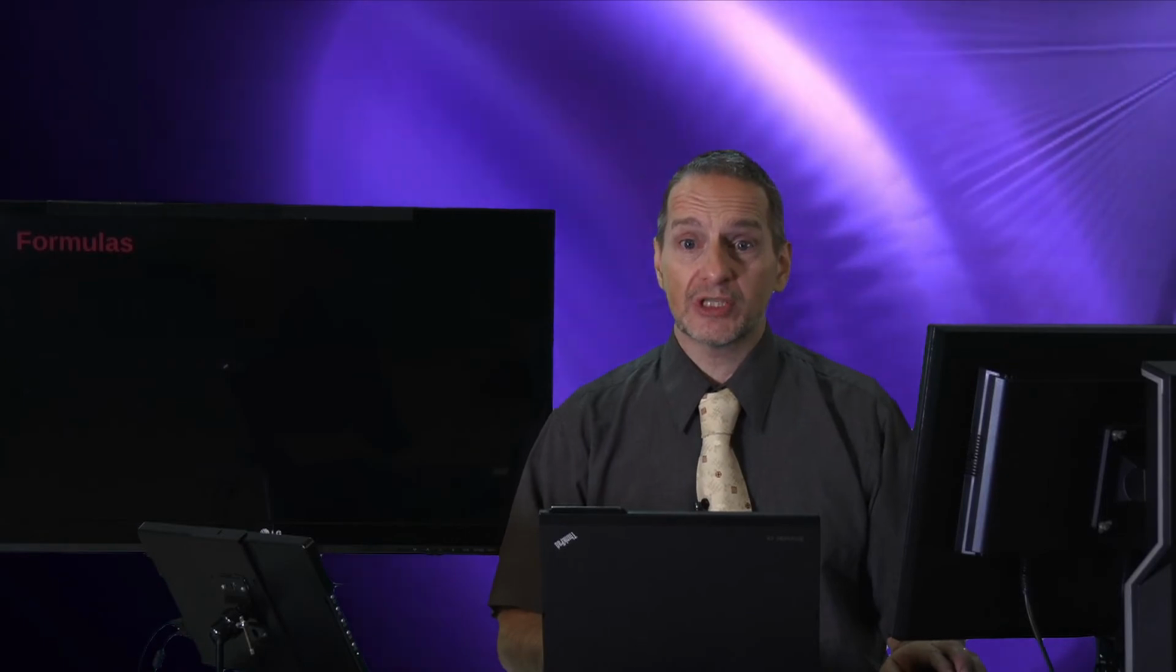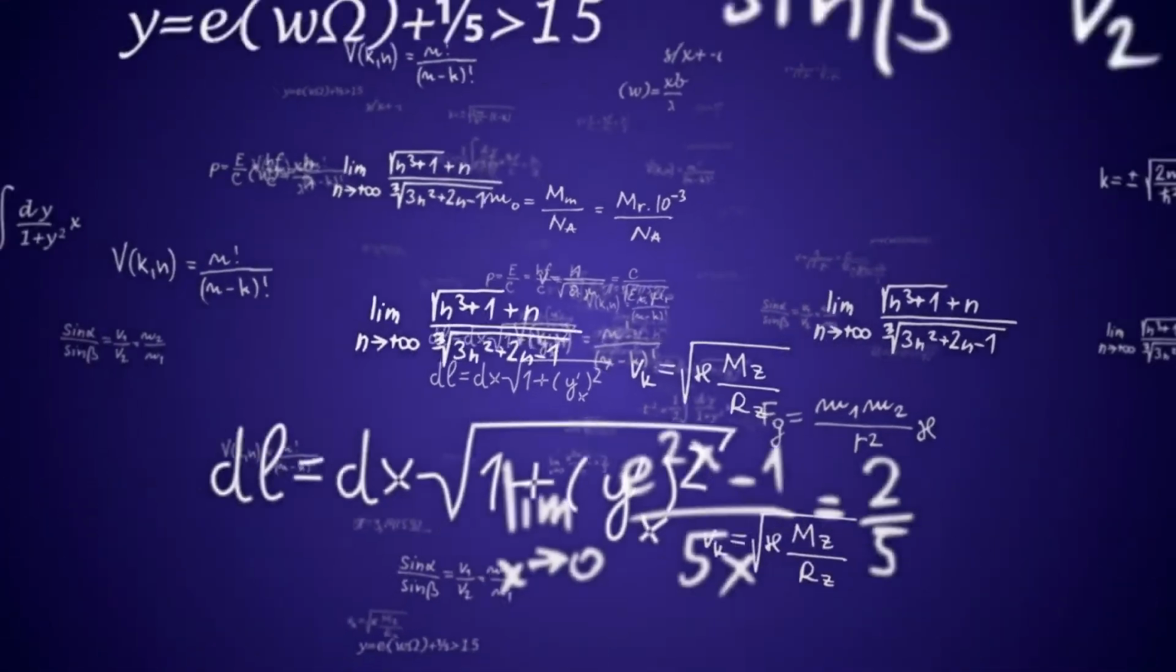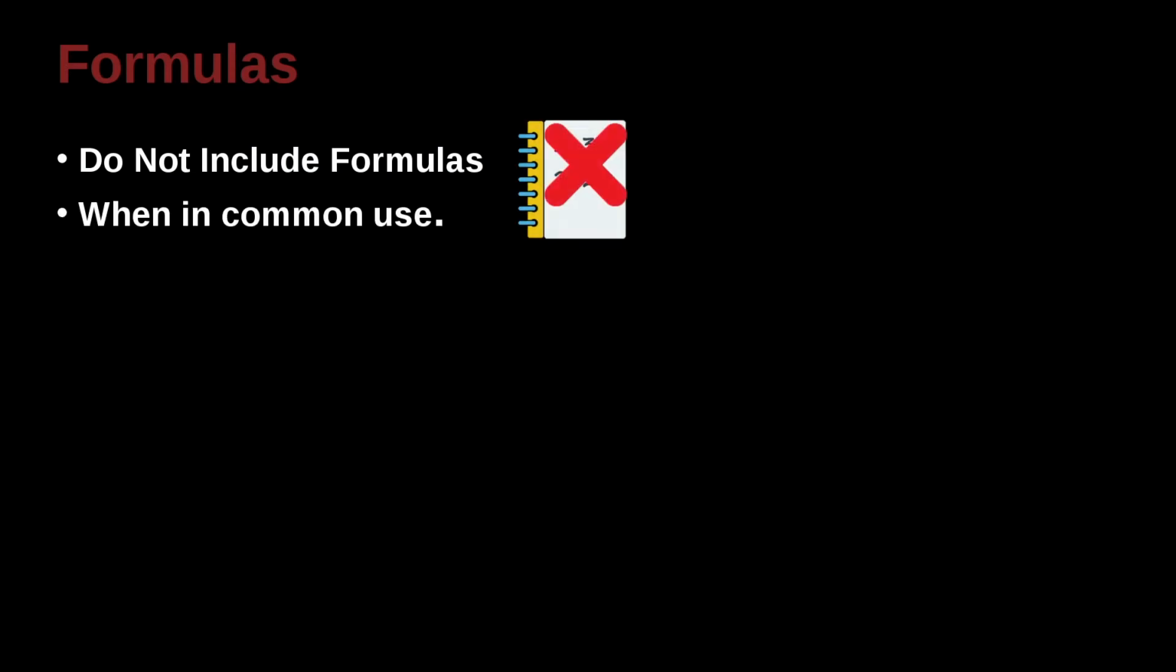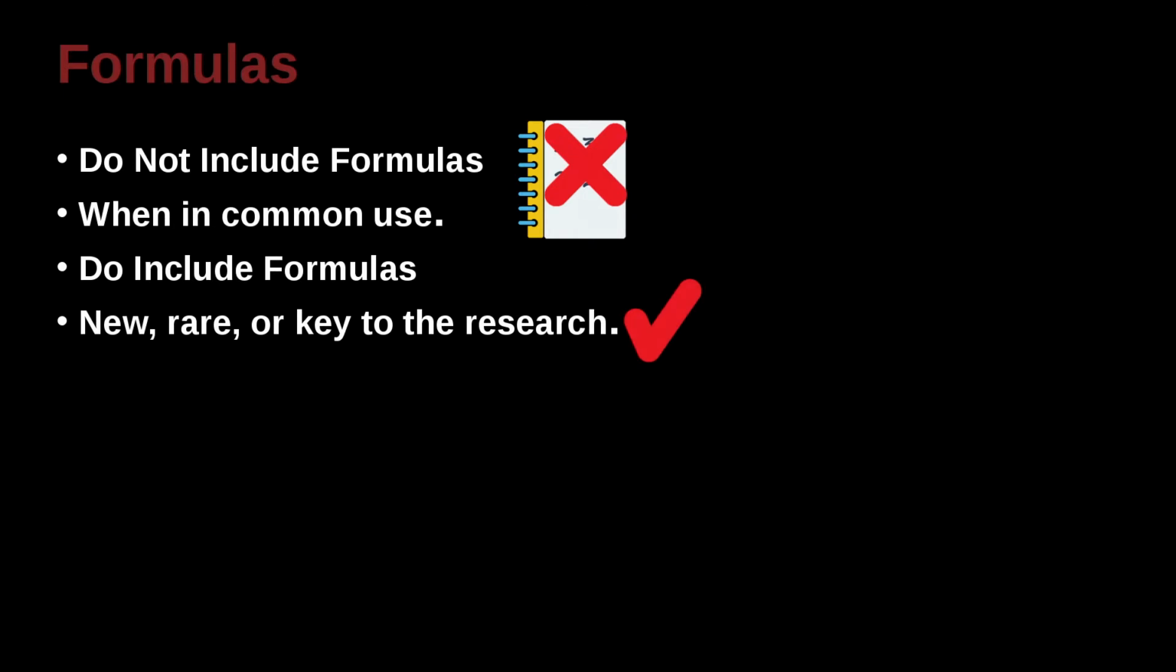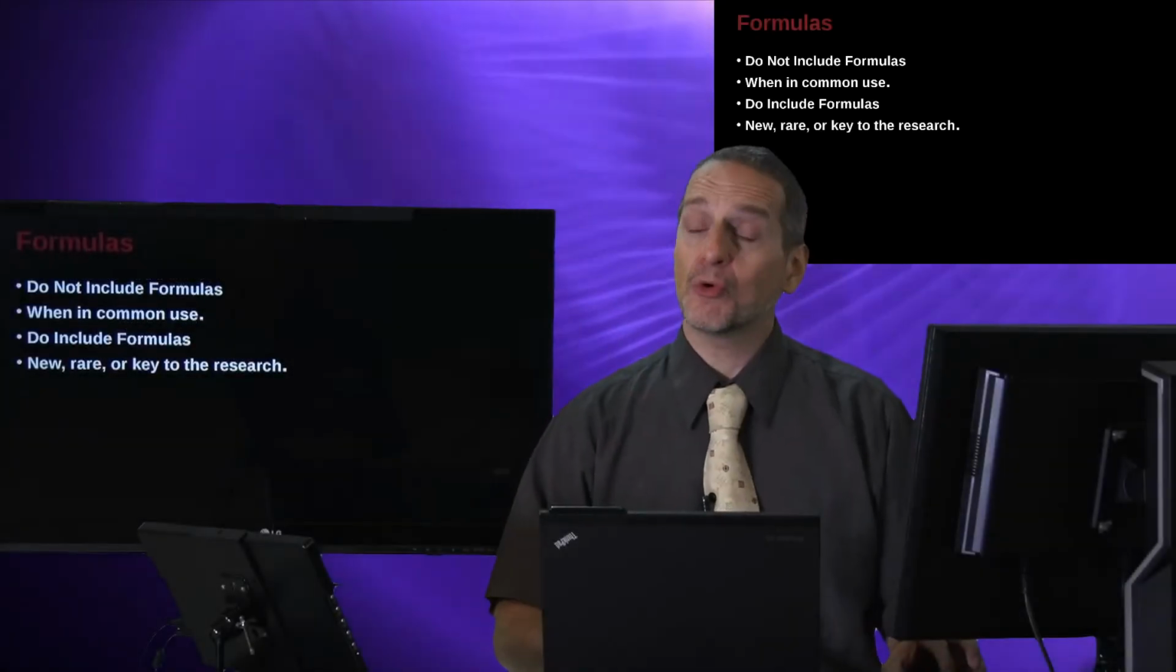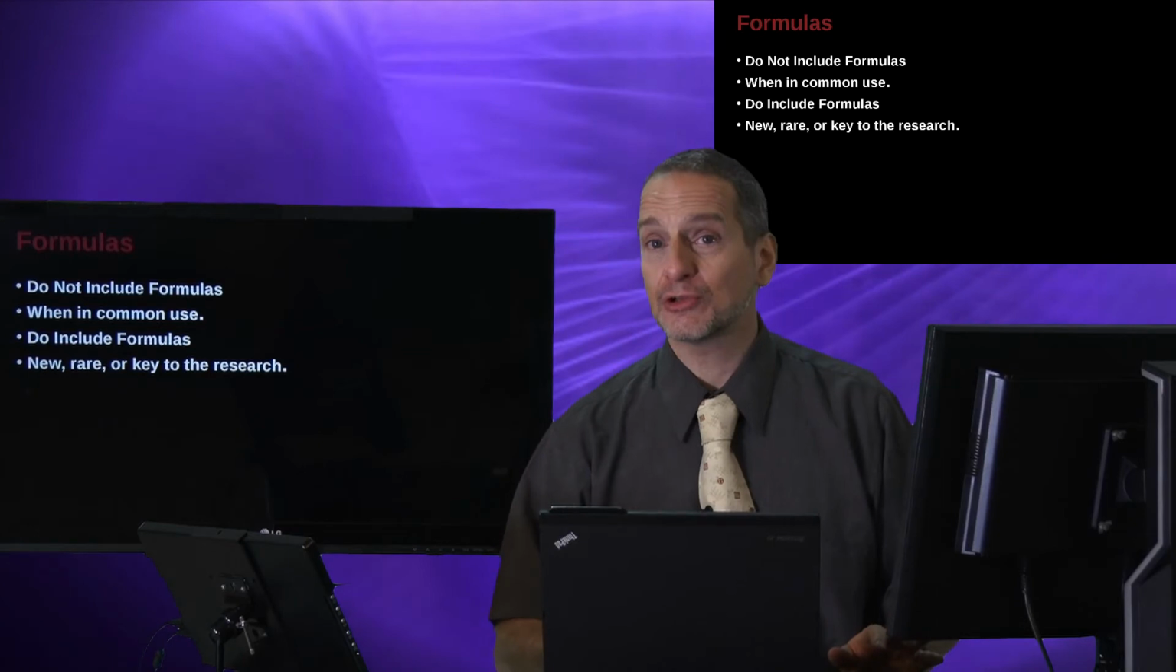What about when we're using formulas? How do we use formulas inside our manuscript? Well, the best idea is simply do not include formulas, especially when they're in common use. You can include a formula when it's something rare, unusual, or a key part of the research. So in a way, it's just like the statistics. If it's something very unusual or it's your main topic, then you include it.